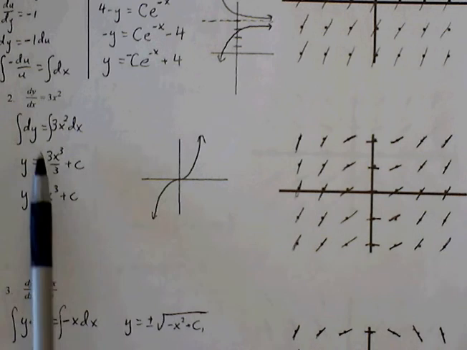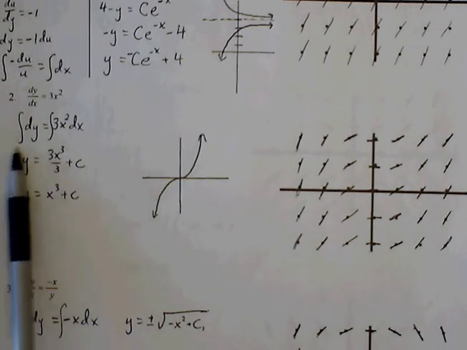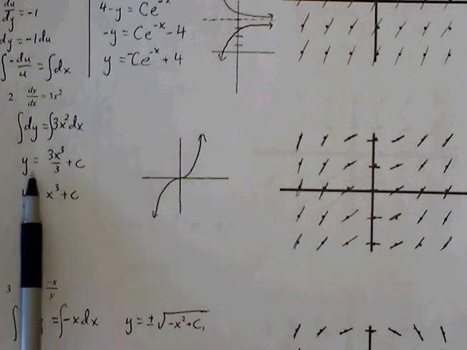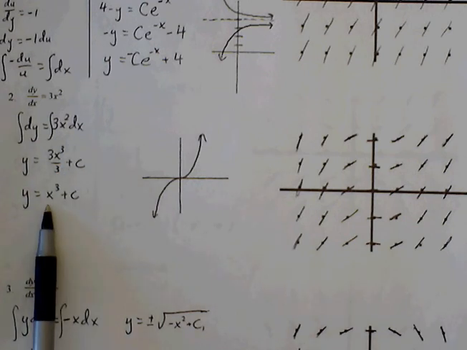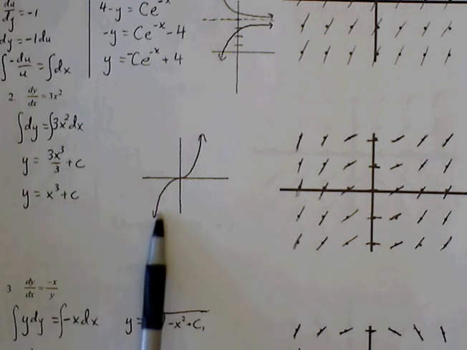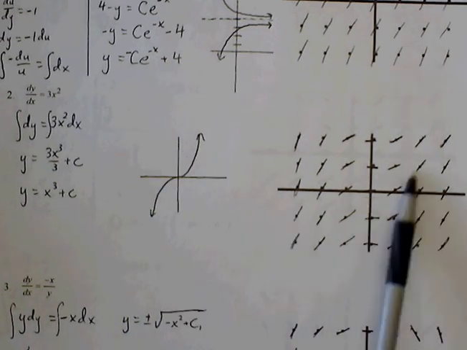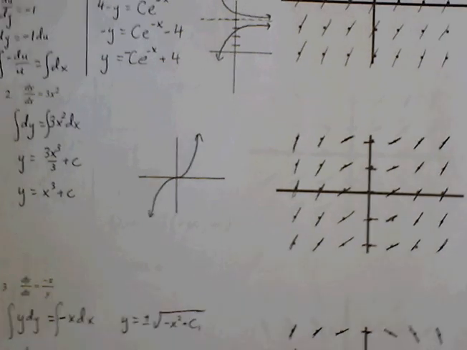If we find the solution for this differential equation, we separate the variables: y is on the left, x is on the right. So dy simply becomes y, and 3x squared becomes 3x cubed over 3, which is x cubed plus c. So we have a family of functions, and this family of functions is represented by the slope field that you see.